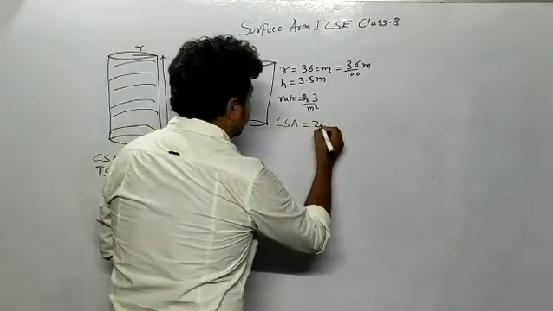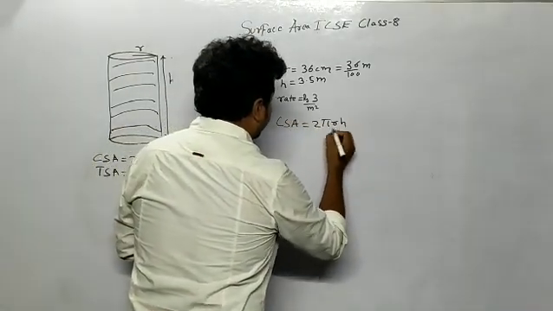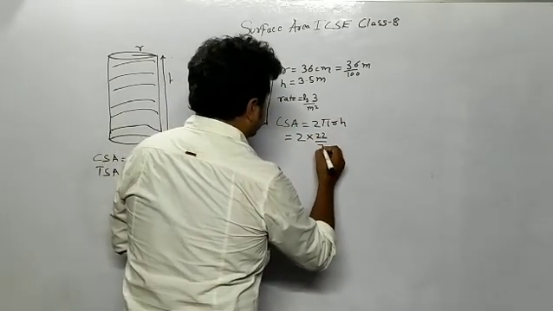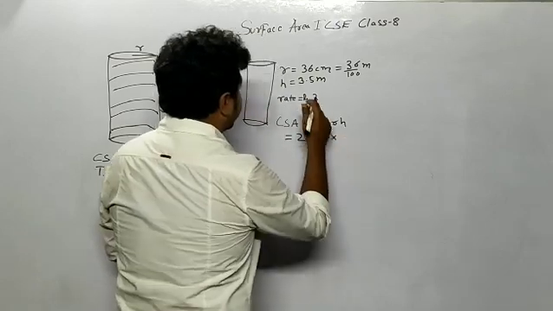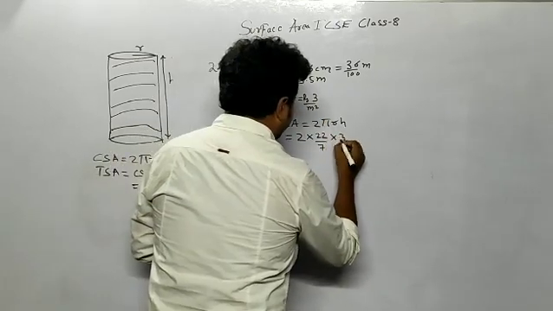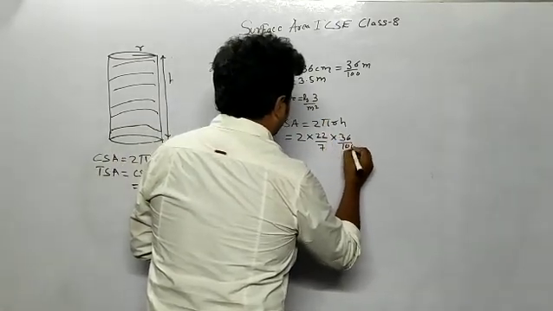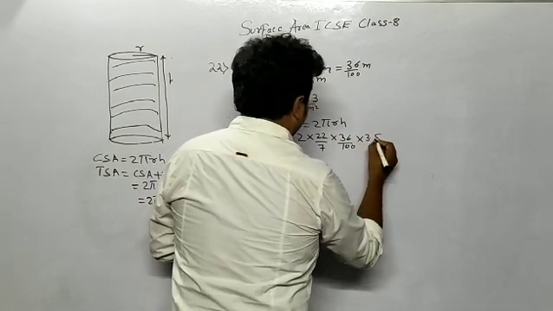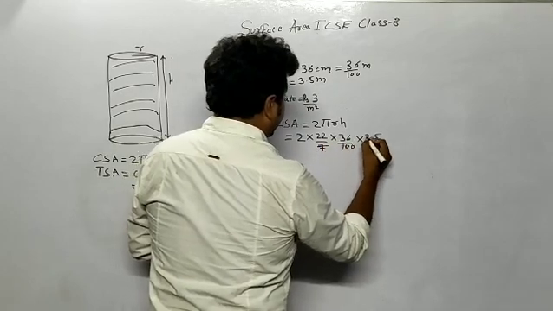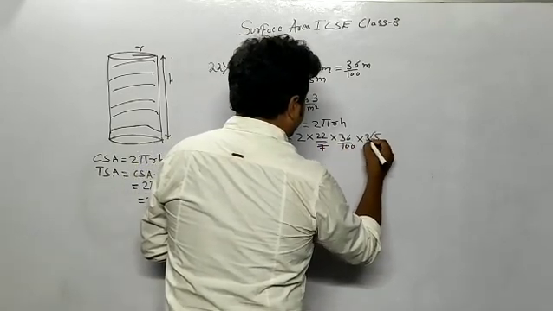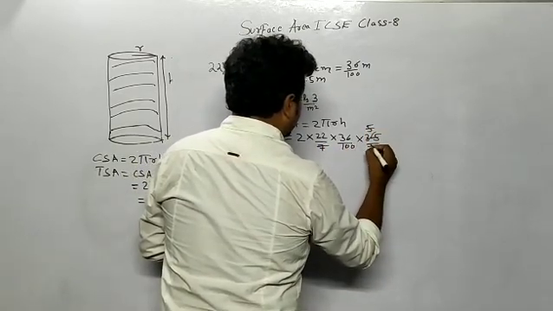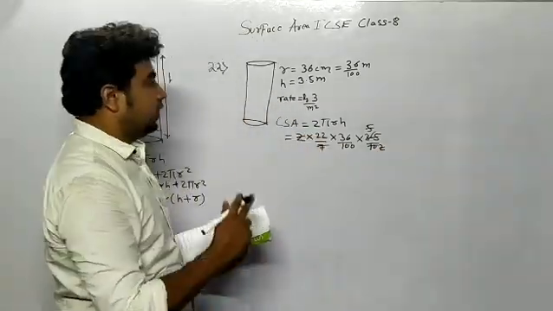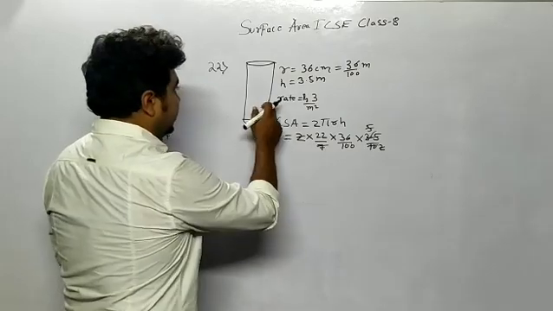Curved surface area is 2 pi RH, and 2 pi RH is basically 2 into 22 by 7 into R, which is given to us as 36 by 100, and H is given as 3.5 meters. This is given to us 7, and this 10 will go down to 5, and this is 2. This is 2 and 2 will be cancelled. This is the cost of one pipe, the curved surface area of one pipe.